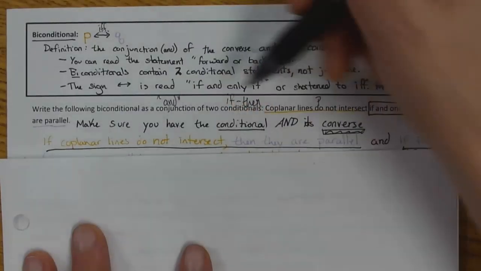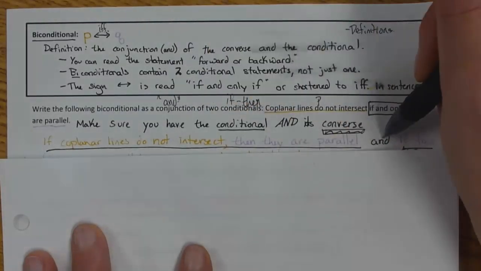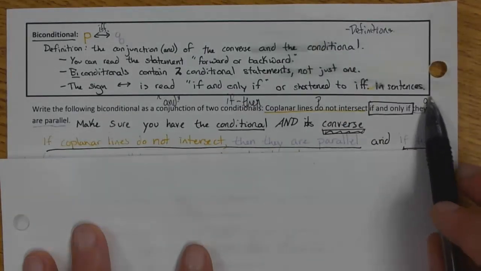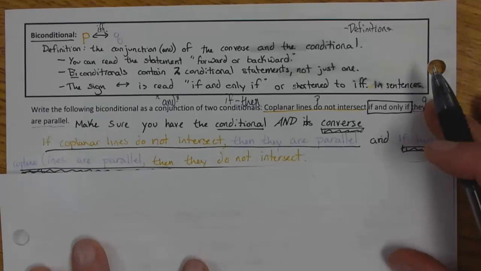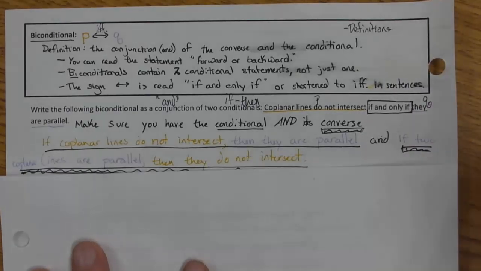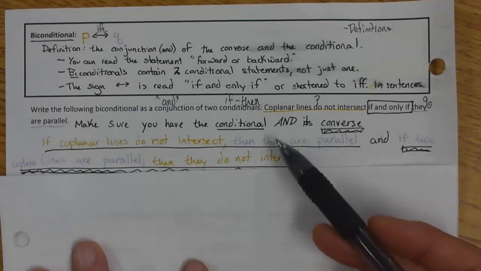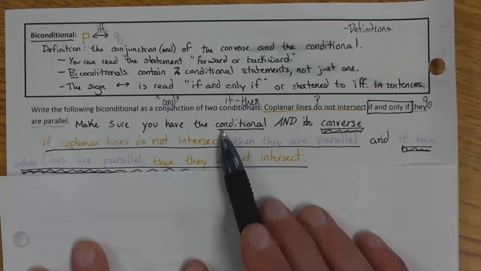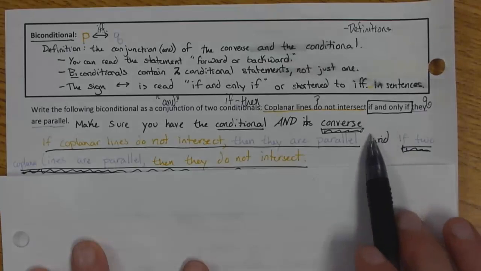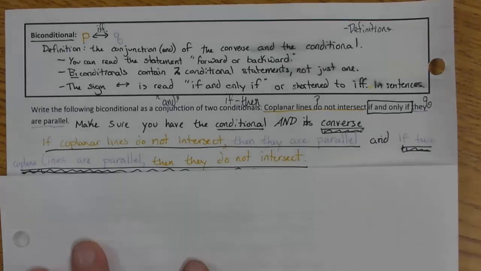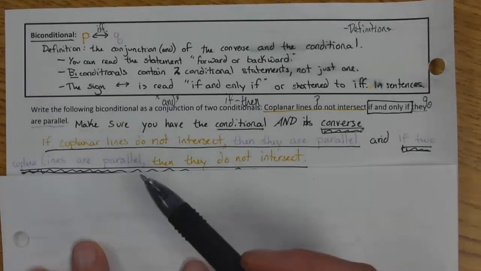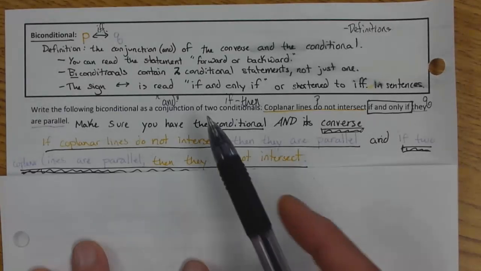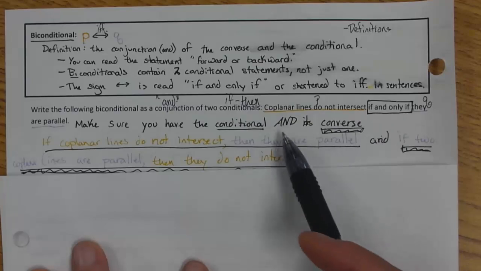Now I'm going to add my second one. I'm going to use the conjunction to add my second conditional, and let's write now the converse. If two coplanar lines are parallel, then they do not intersect, and I would be all set to go. You can see I have the original conditional, if then, and its converse combined with an and. This is how biconditionals can be written, and it's also something to remember because if you're trying to prove this is true, when it's a biconditional, you actually have to prove both parts.